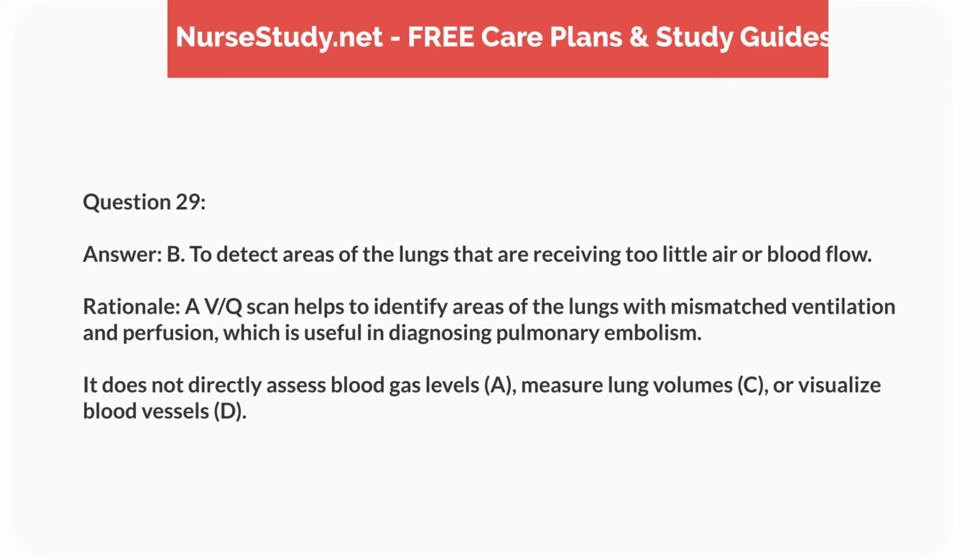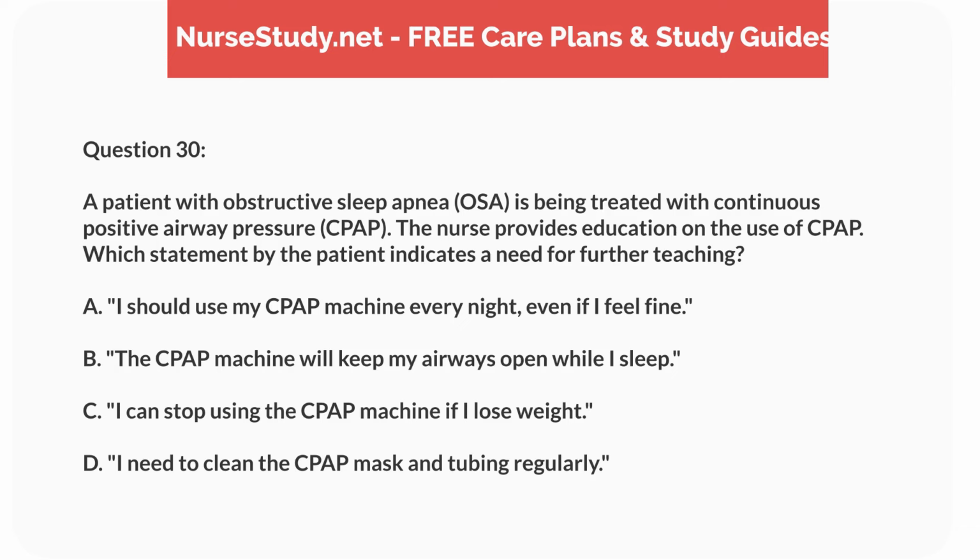Answer: B. To detect areas of the lungs that are receiving too little air or blood flow. Rationale: a VQ scan helps to identify areas of the lungs with mismatched ventilation and perfusion, which is useful in diagnosing pulmonary embolism. It does not directly assess blood gas levels, A, measure lung volumes, C, or visualize blood vessels, D.